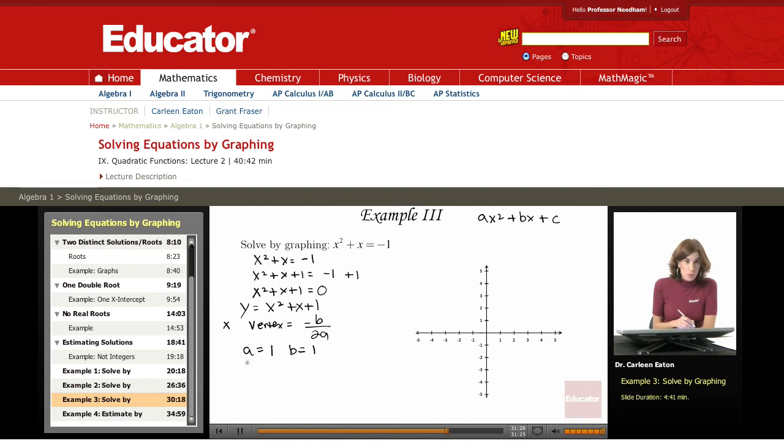Now, I also know that this opens upward since a is a positive value. So let's go ahead and find the vertex. So x equals negative b over 2a at the vertex. X equals negative 1 over 2 times 1, or negative 1/2.